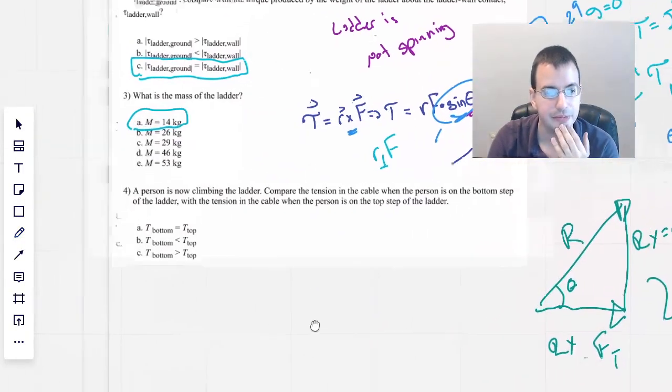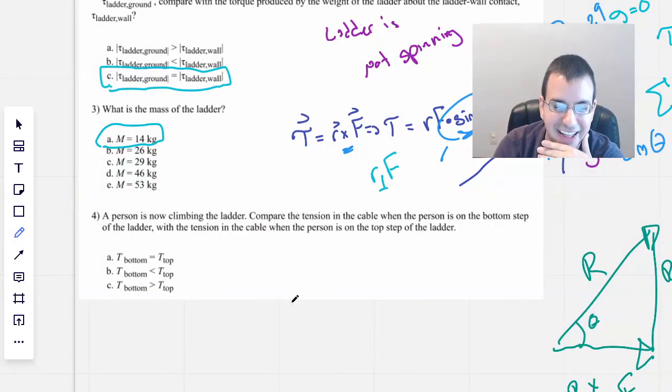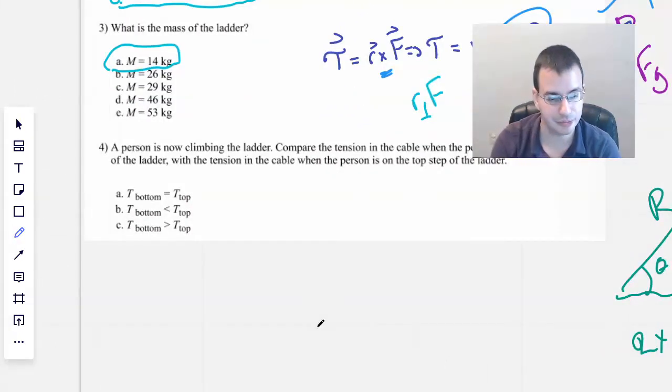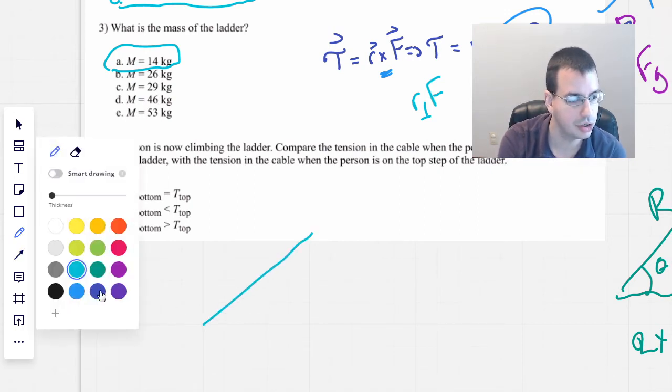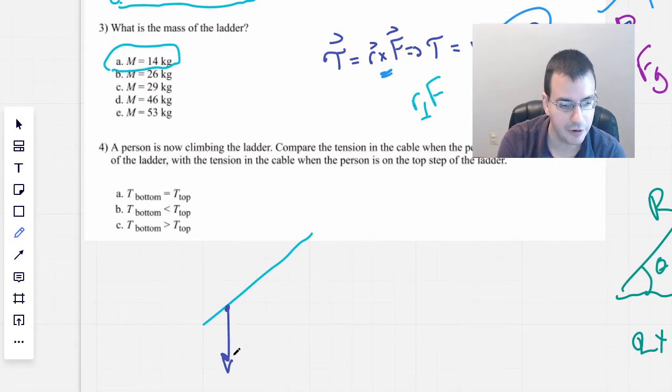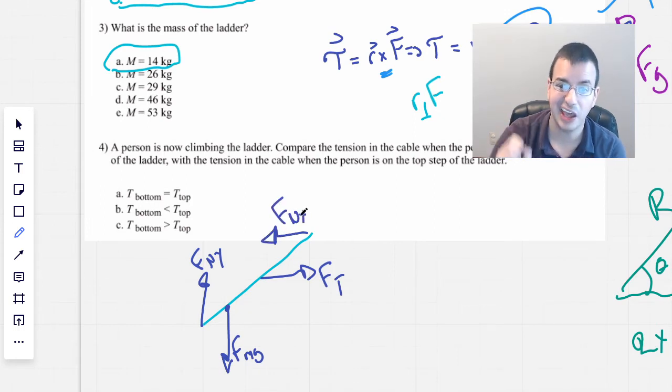Okay, so now we're going to look at the last question. A person is now climbing the ladder. Compare the tension in the cable when the person is on the bottom step of the ladder, to the tension in the cable when the person is on the top step of the ladder. Okay, so I'm going to draw a picture, kind of like this. Oh yeah, I think it's good. And this is going to be force, mass times gravity, force, tension. This will be force normal in the y direction, force normal in the x direction.